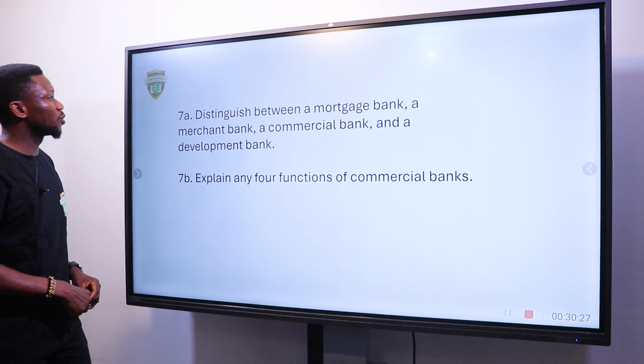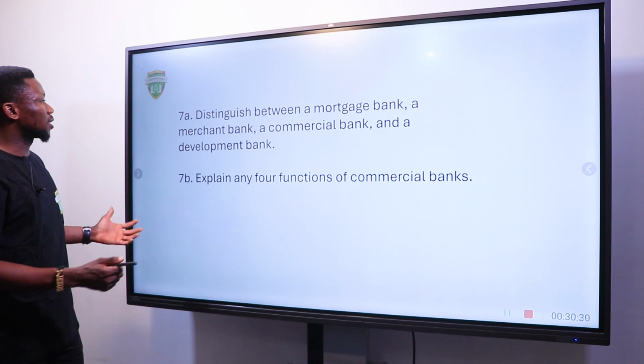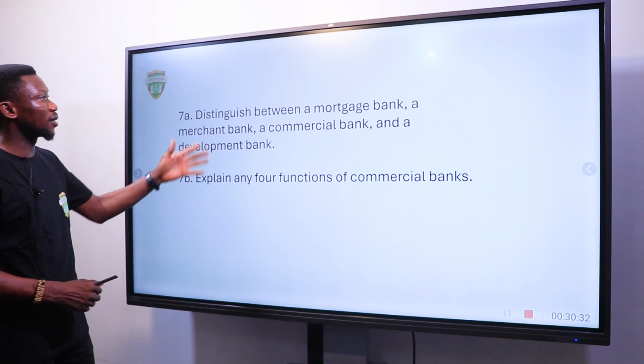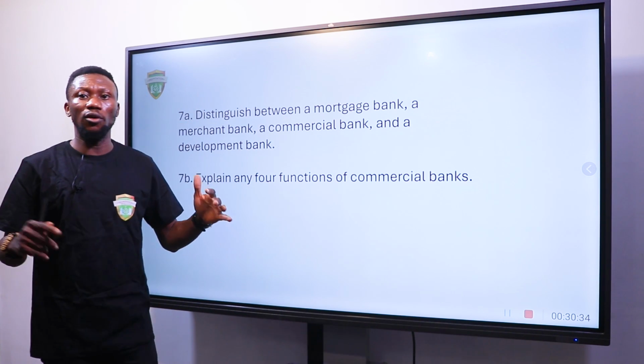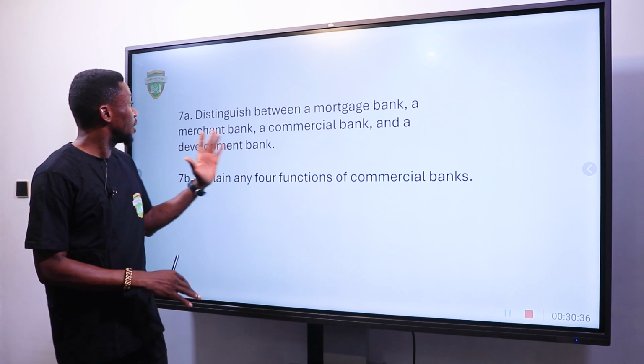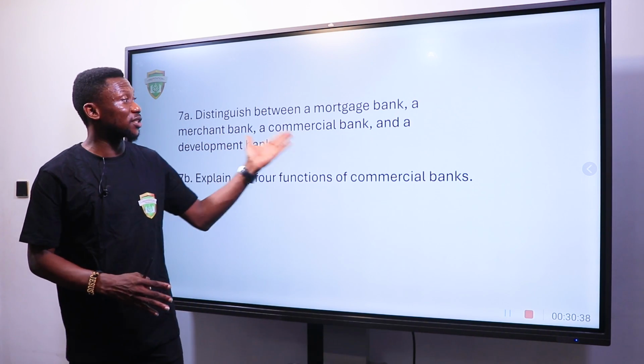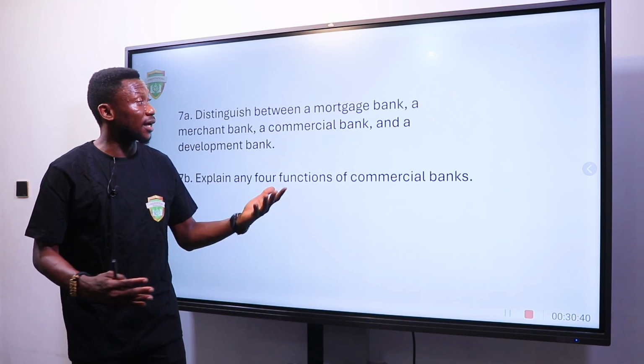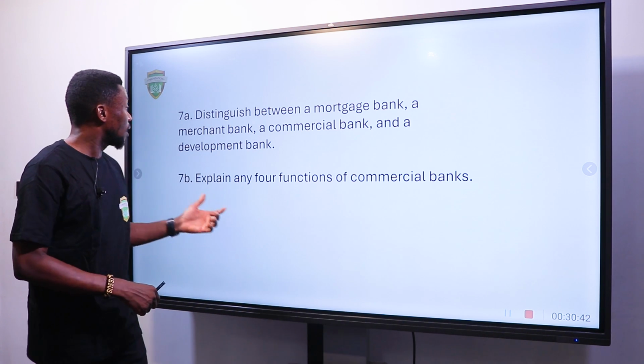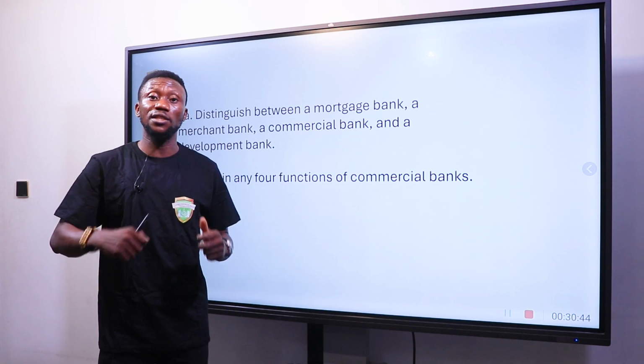So number 7, distinguish between a mortgage bank, a merchant bank, a commercial bank, and a development bank. A mortgage bank is a bank for people taking loans to build a house. A merchant bank is for investment. A commercial bank is your regular bank that allows deposits and withdrawals. And the development bank is for investment in infrastructure.